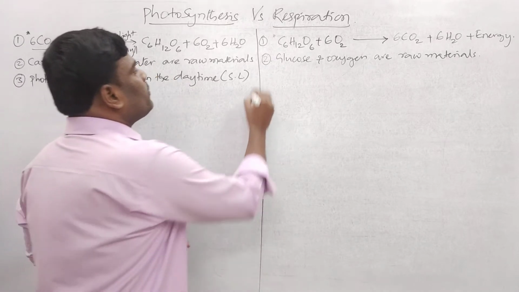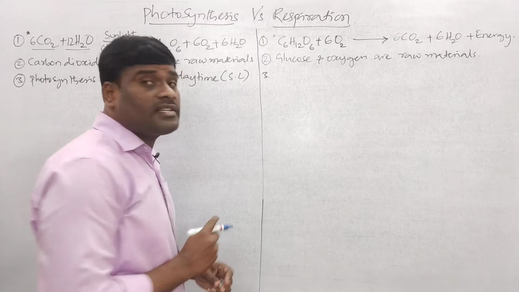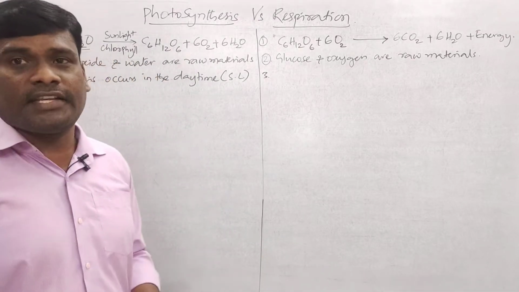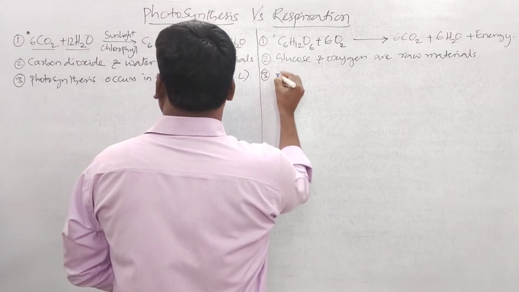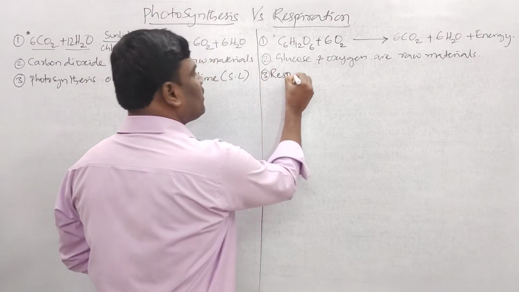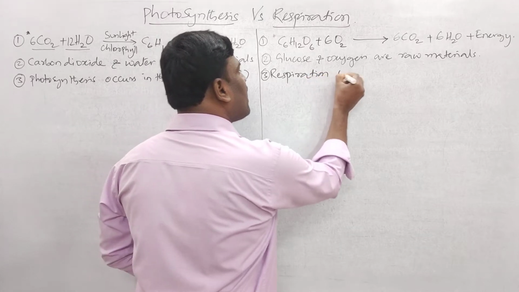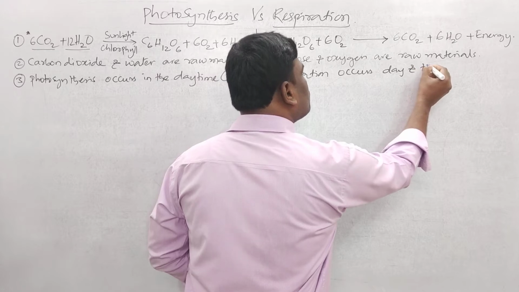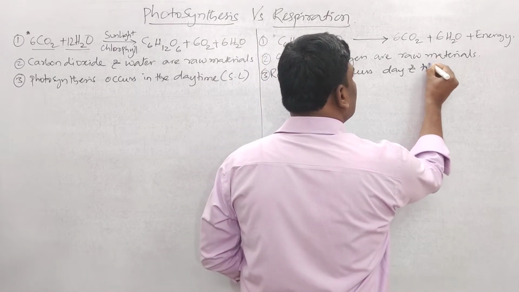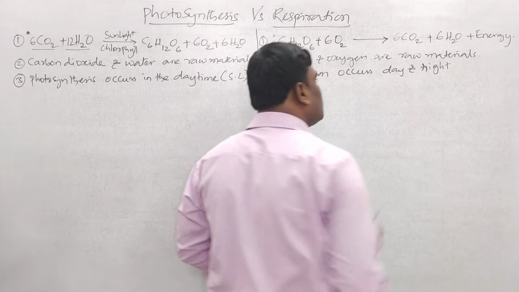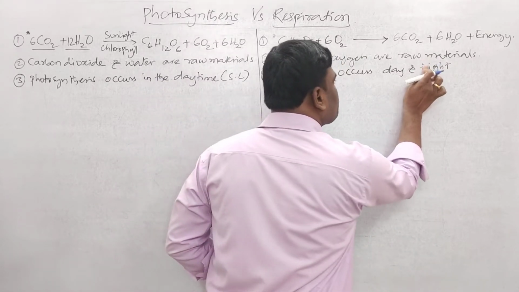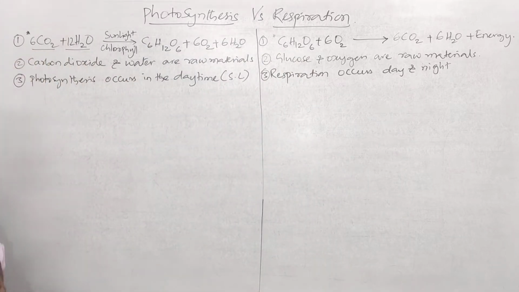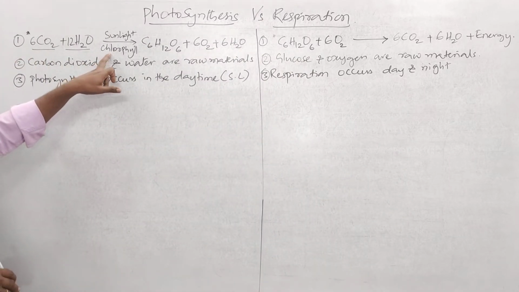Okay. And what about the third point in the respiration process? Respiration occurs in the daytime as well as in the night time. So respiration occurs day and night. Day and what, children? Night. It occurs in the day and night. Got it? And here the next point is what, children?